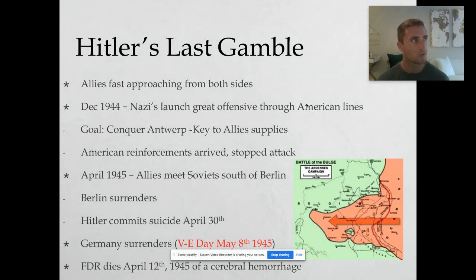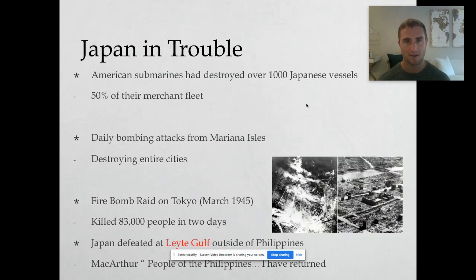One of the very, very unfortunate parts of this is that FDR, in his fourth term now, missed VE Day by less than a month. He died on April 12th of a cerebral hemorrhage in his brain. And unfortunately, he did not live to see the victory in Europe, which would have made him very, very happy.